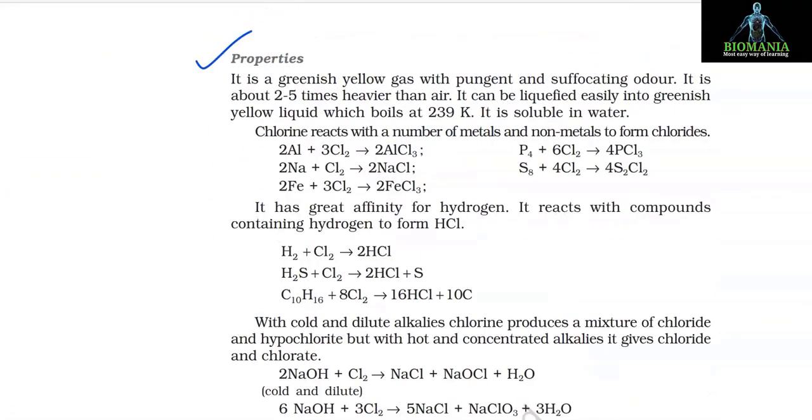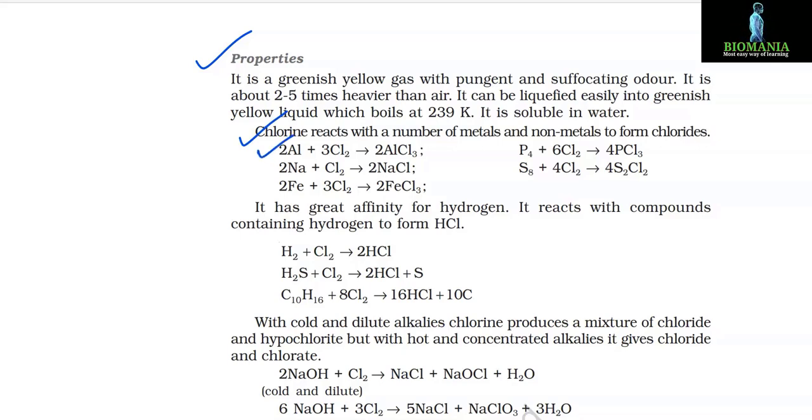Properties. It is a greenish yellow gas with a pungent and suffocating odor. It is about 2.5 times heavier than air. It can be liquefied easily into a greenish yellow liquid which boils at 239 Kelvin. It is soluble in water. Chlorine reacts with a number of metals and non-metals to form chlorides.